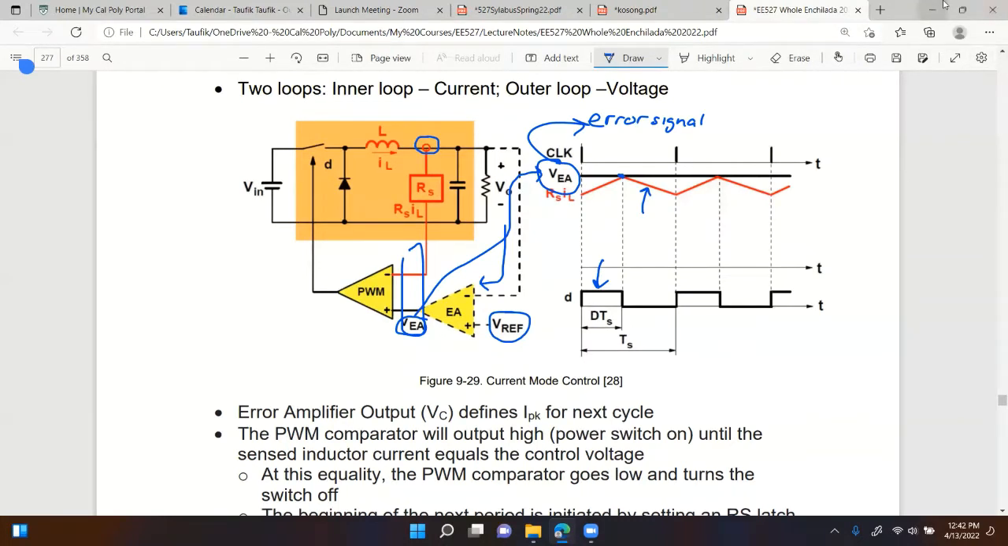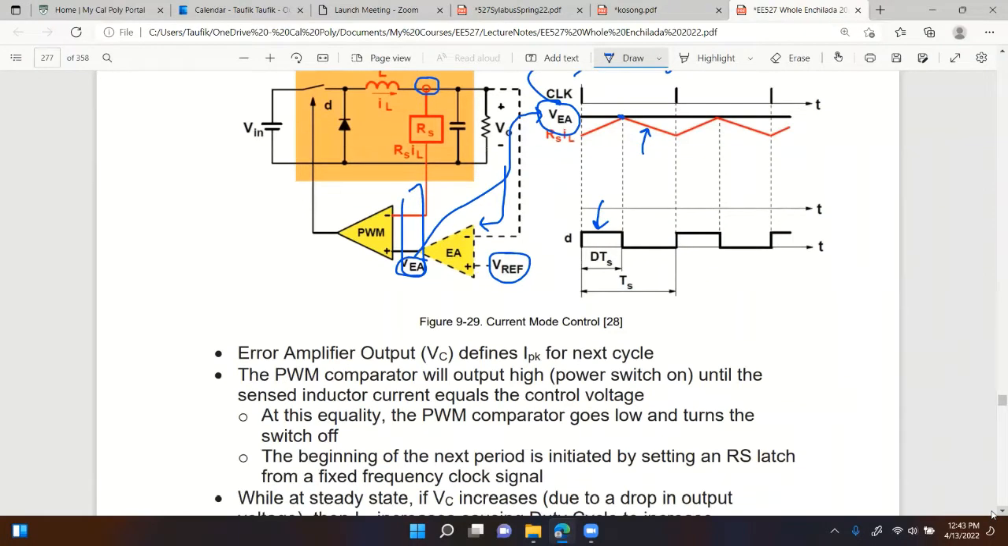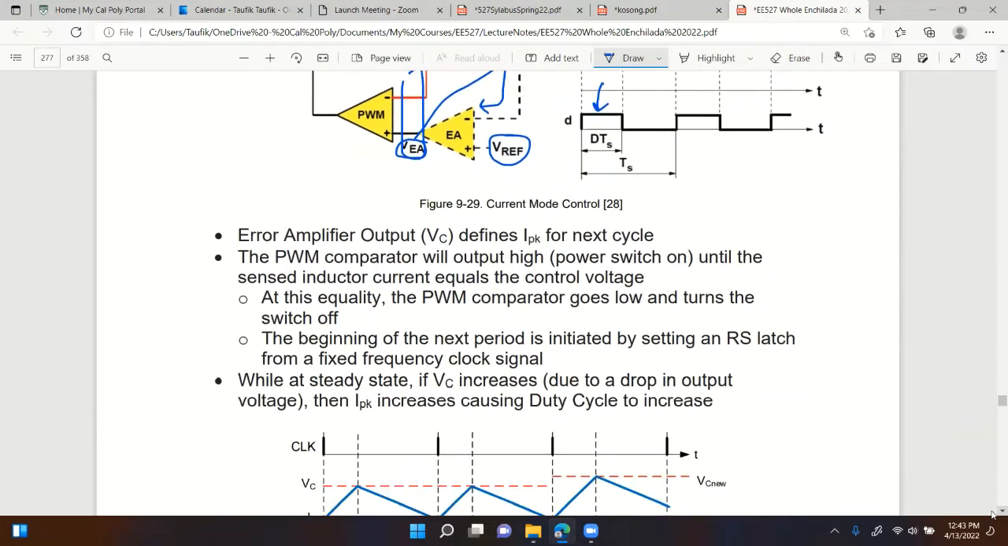Any question on this? And what determines when this discharging stops? As you can see, the discharging stops when the clock arrives, right there. So the charging stops by the error signal, and the discharging is stopped by the clock signal. Any questions? So conceptually, that's what's happening inside the current mode control technique.